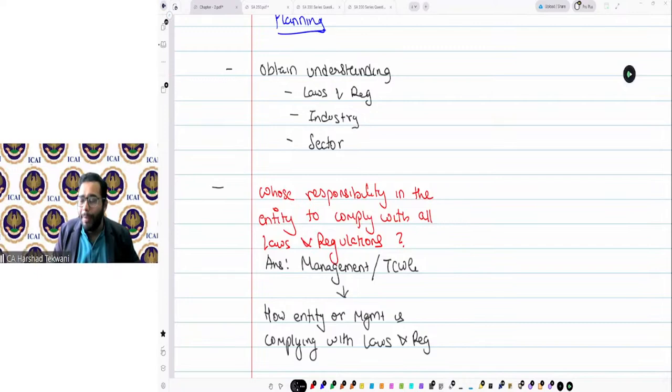How many of you have actually gone and read the annual reports of a company? How many of you read the annual report of a company? Anyone, have you read the annual report?